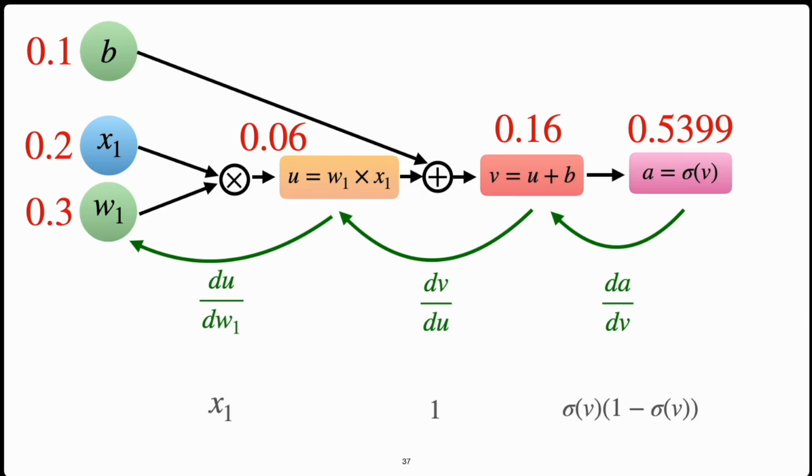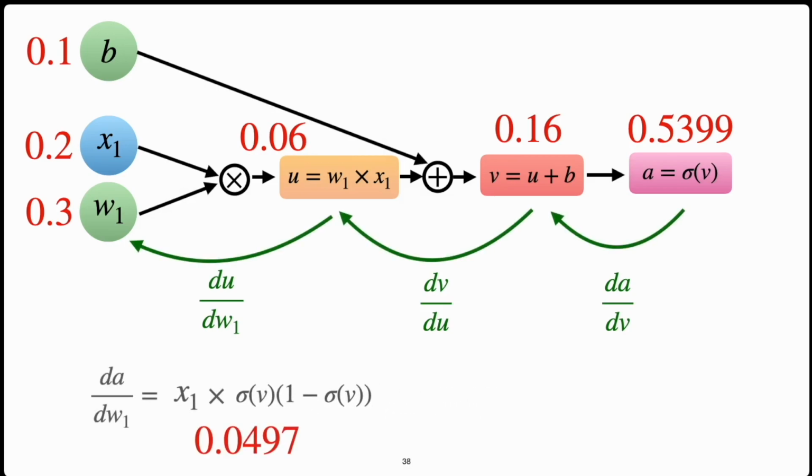Let's assume for the input of the forward pass we have 0.1 for the bias unit, 0.2 for x1, the feature input, and 0.3 for the weights. Then at this point u would be 0.06, v would be 0.16, and if we put that through the sigmoidal function, we get 0.5399. And when I put this through the derivative, what I get is 0.0497.